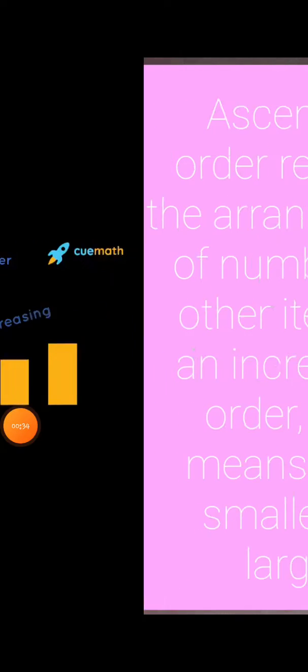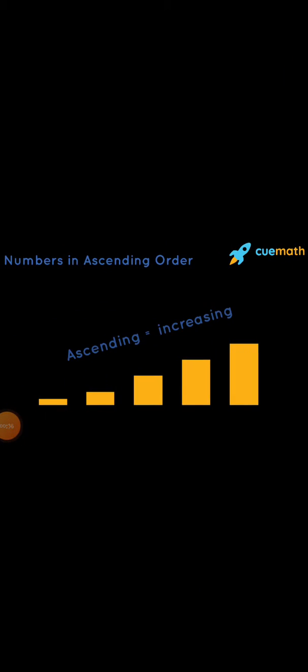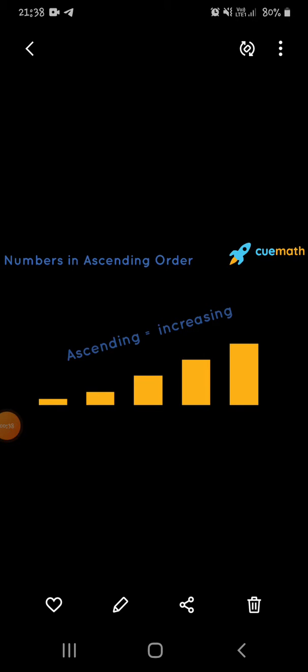Let's have a look at one example. Numbers in ascending order. See over here. Can you see like a step? It's like steps. First one is the smallest, then a little bigger, then more big, and then the biggest one. So this is what goes from small to your bigger number.